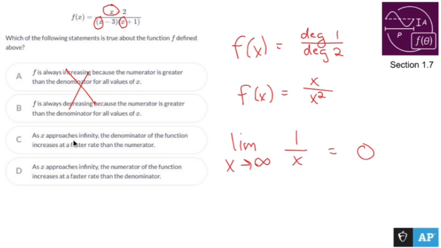So as x approaches infinity, the denominator of the function increases at a faster rate than the numerator. Yup. And as x approaches infinity, the numerator of the function increases at a faster rate than the denominator. Nope, because the numerator is smaller than the denominator. C is going to be my guy. I did more than I had to, but I'm glad I did it because I had fun.